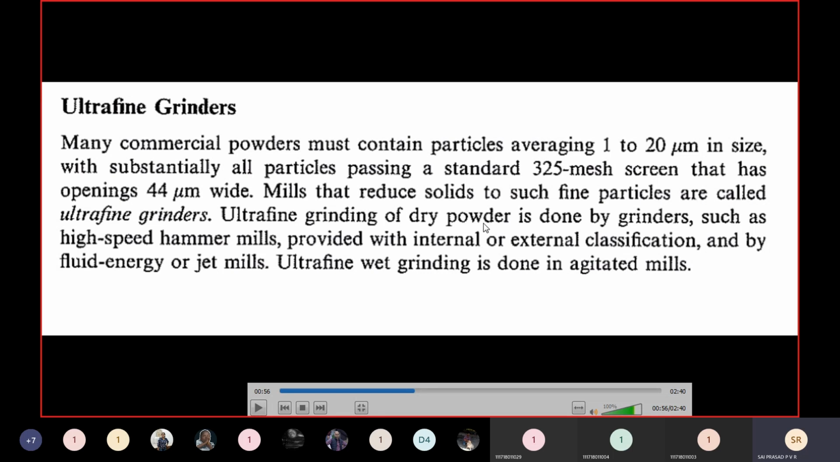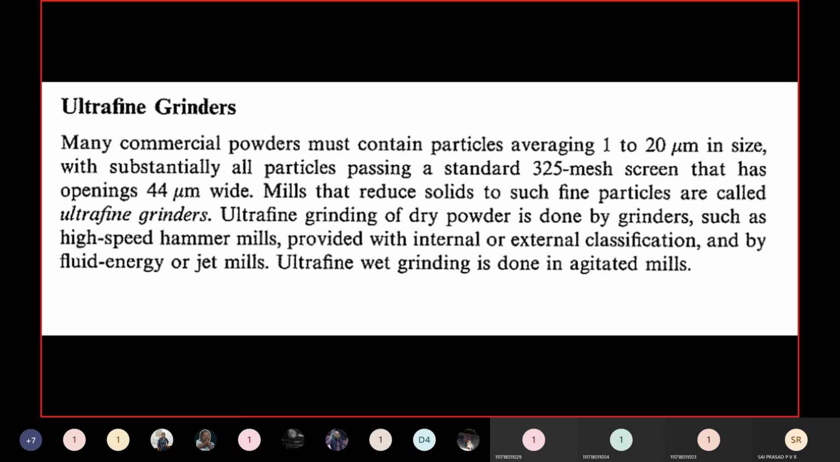Ultrafine grinding of dry products is done by grinders such as high-speed hammer mills, provided with internal and external classification. So what is the meaning of classification? Separation of solid particles in the air. The feed enters a classifier. So smaller sized particles will go from the top, larger sized particles will fall from the bottom. That separation is called classification.